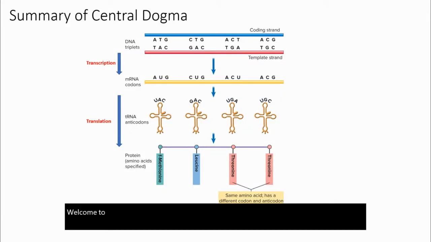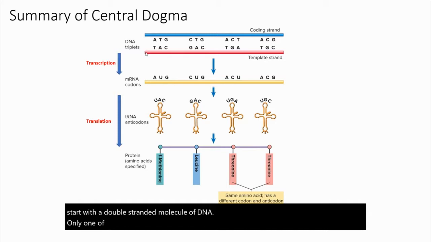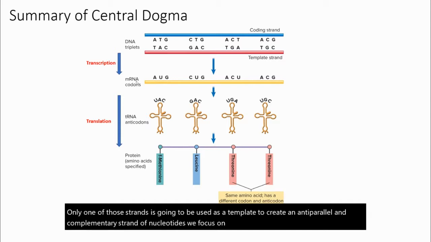Welcome to our third and final video on translation. So I want to start just real quick with a picture that shows what the central dogma, or gene expression, is. So remember, we're going to start with a double-stranded molecule of DNA. Only one of those strands is going to be used as a template to create an anti-parallel and complementary strand of nucleotides. We focus on messenger RNA because that's what's used during translation to make our protein.